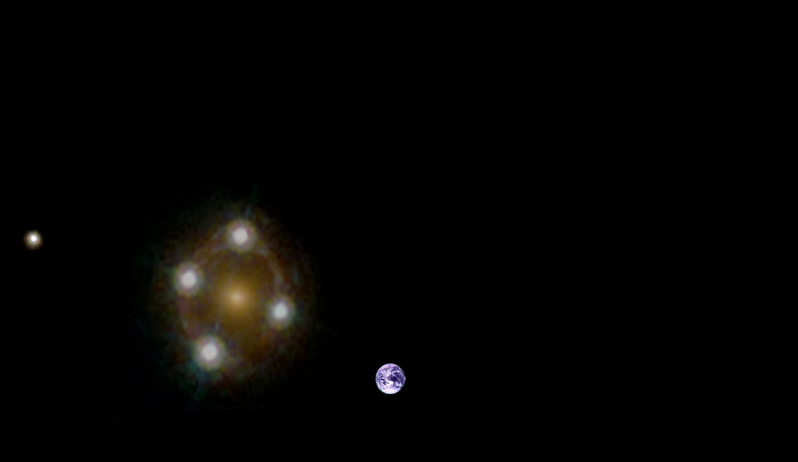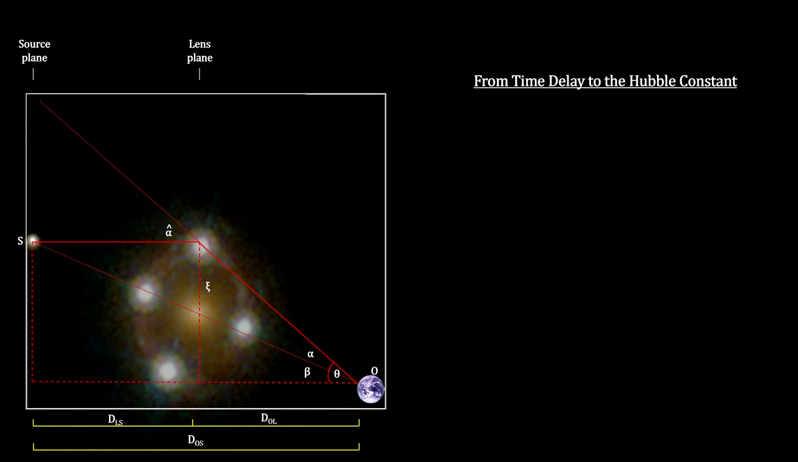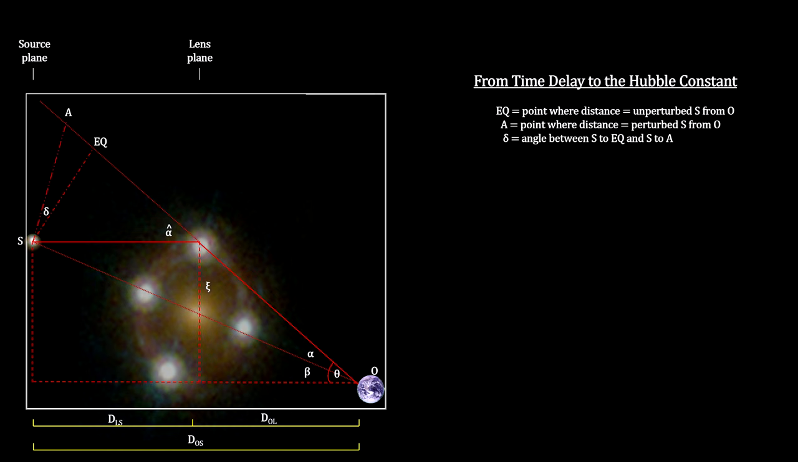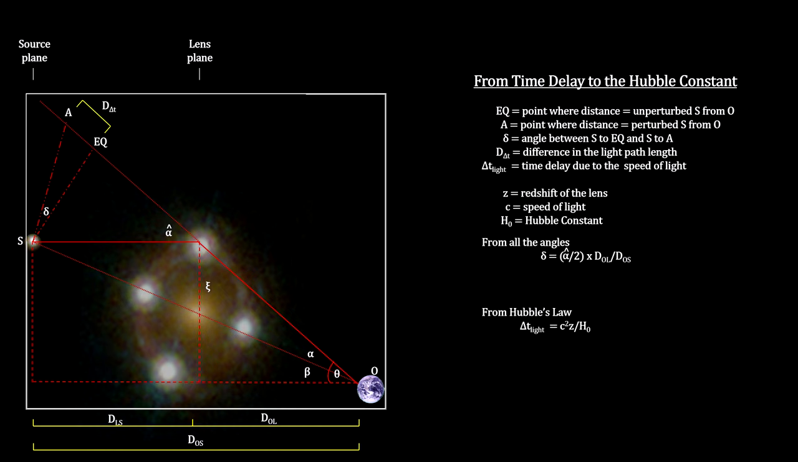Here's the lens equation we covered earlier. If we mark the length from the observer to the first flicker, and mark the length from the observer to the second flicker, we create an angle. The distance between these two points will be equal to the light travel time delay multiplied by the speed of light, adjusted for the redshift of the lensing galaxy.